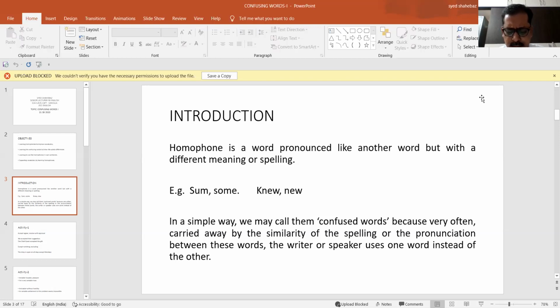Similarly, if one writes, rice is not available in the market, R-I-S-E, if we use this word, the sentence makes no sense because it should be rice is not available in the market. Here the word should be R-I-C-E, not R-I-S-E. Rice is not available in the market.